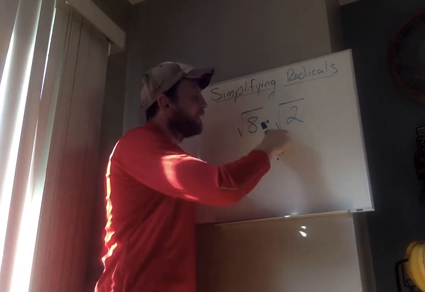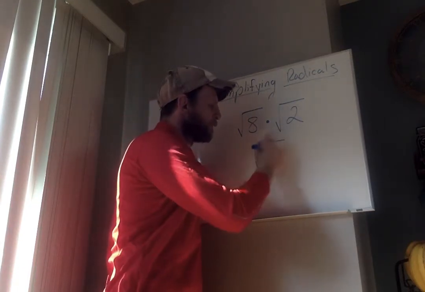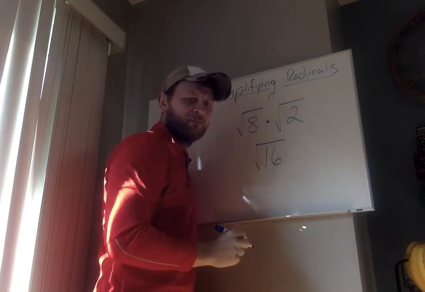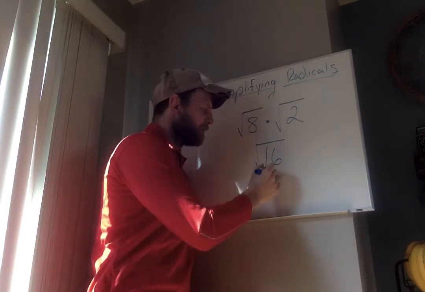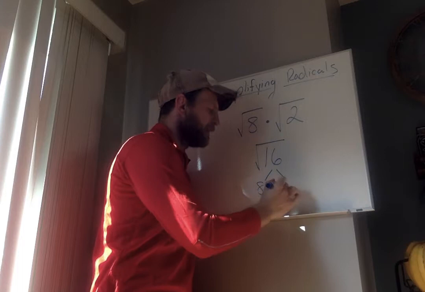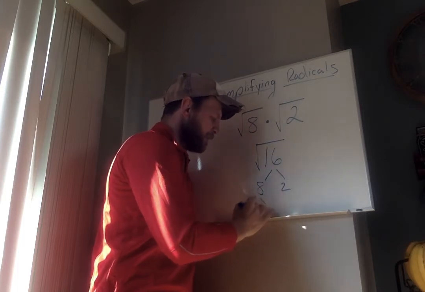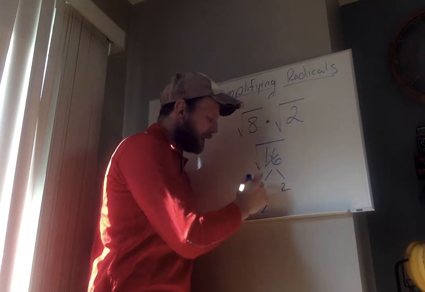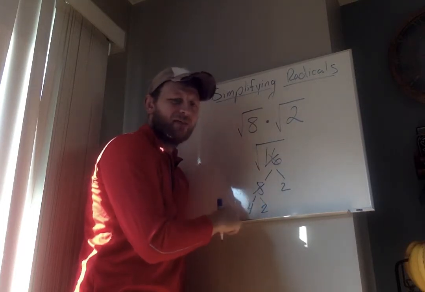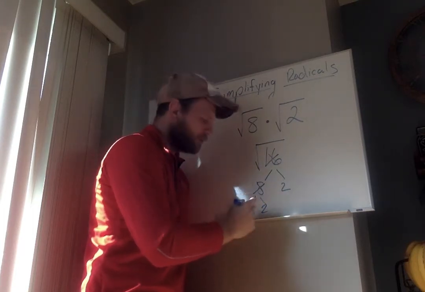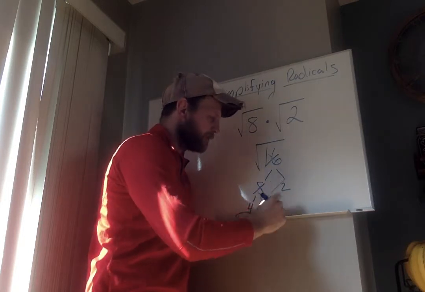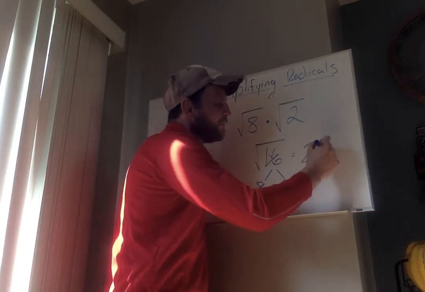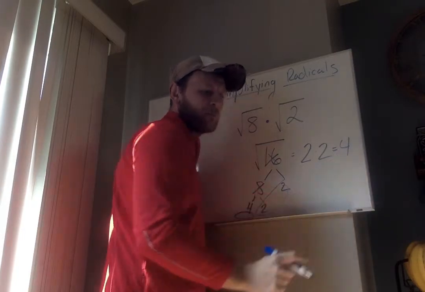So we have the square root of 8 times the square root of 2, square root of 16. Okay, and how can we break down 16? All right, 8 and 2. And then we can break down 8 to 4 and 2, and I ran out of room here, but we know that 4 can be broken down to 2 and 2, so we're going to circle our pair of 2's, circle our pair of 2's, and this is going to be 2 times 2, which is 4.